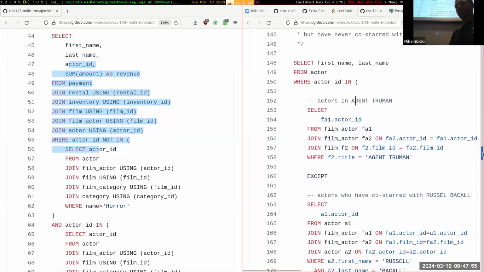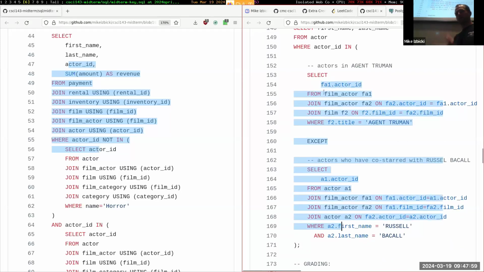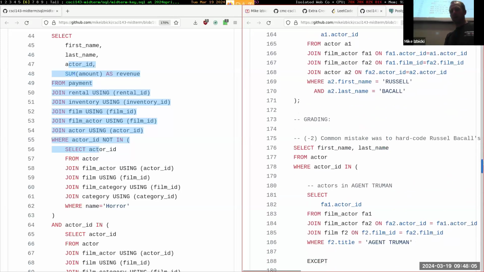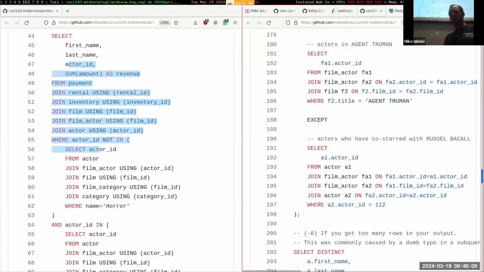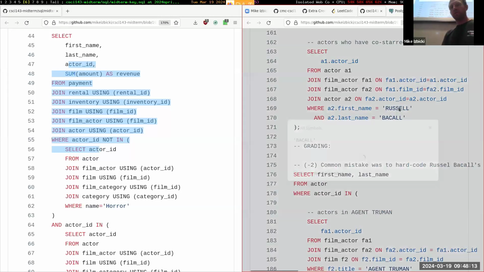A lot of students, I actually don't think anybody had this same sort of pattern that I had, so a lot of students did something different. There were a lot of ways to solve this problem correctly, but some common mistakes. The first common mistake is that people were hard coding instead of actually having the name Russell Bacall.